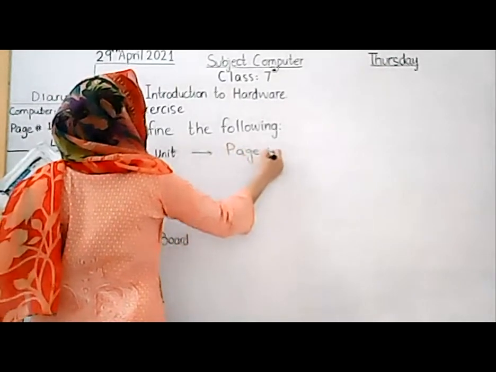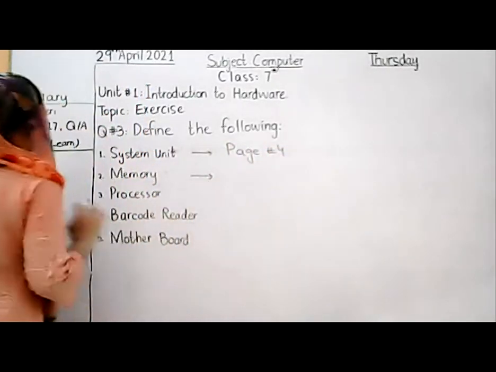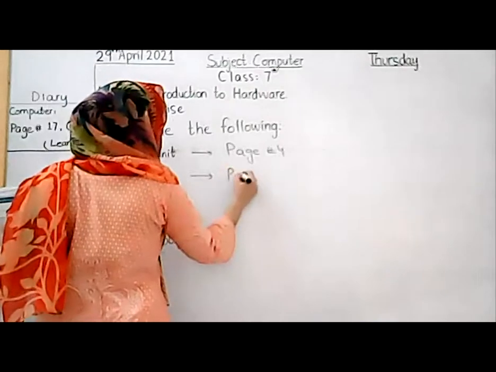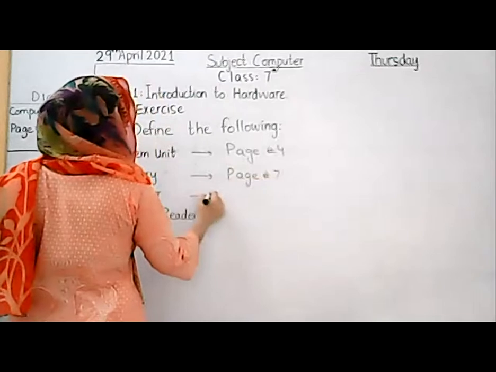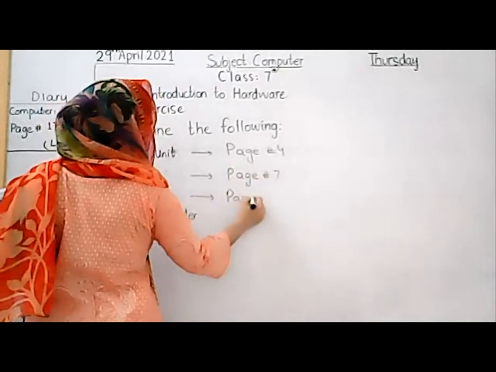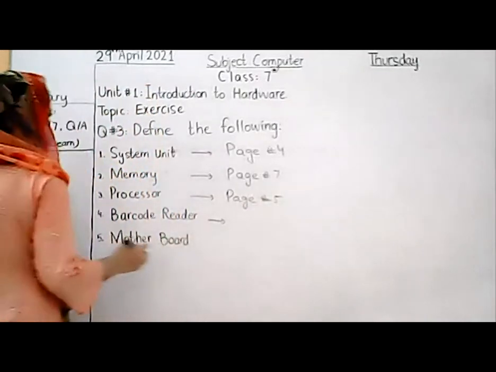You can note it down. System unit is on page number 4. Memory is on page number 7. Processor, page number 5.